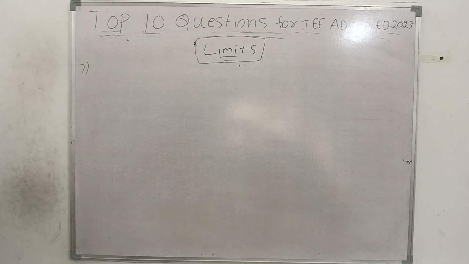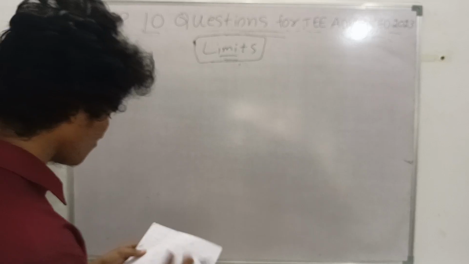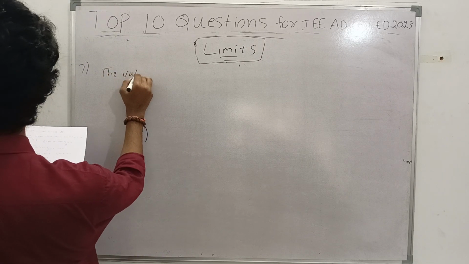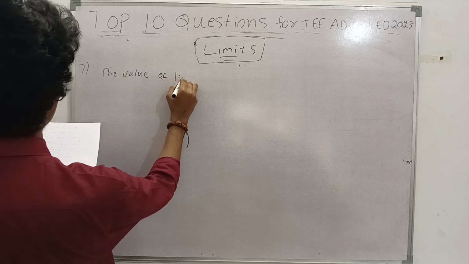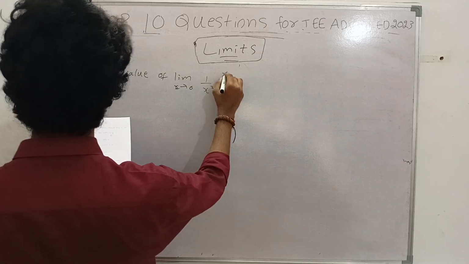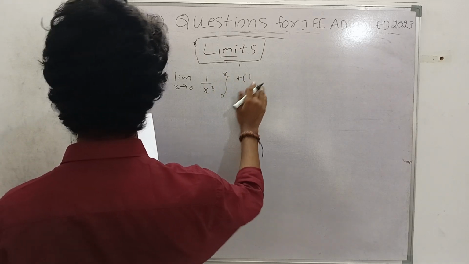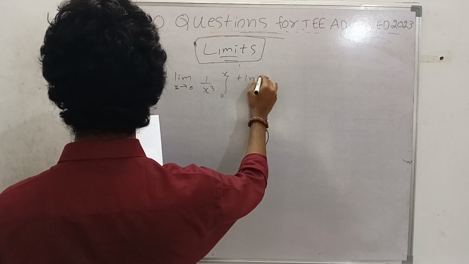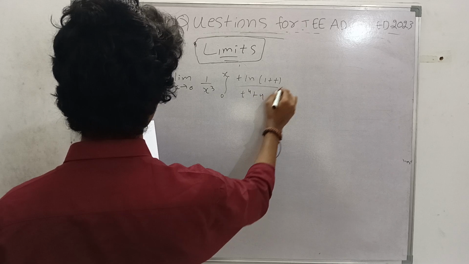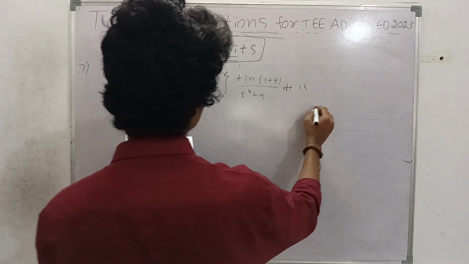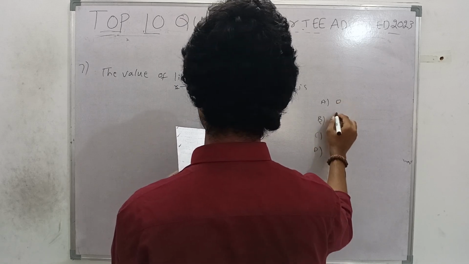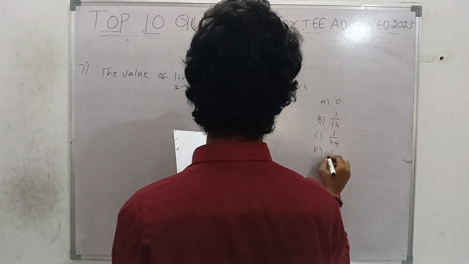Seventh question. The value of limit x tending to 0 of 1 by x cube times the integral from 0 to x of t into ln of 1 plus t divided by t power 4 plus 4 dt is: option A 0, option B 1 by 12, option C 1 by 24, option D 1 by 64.